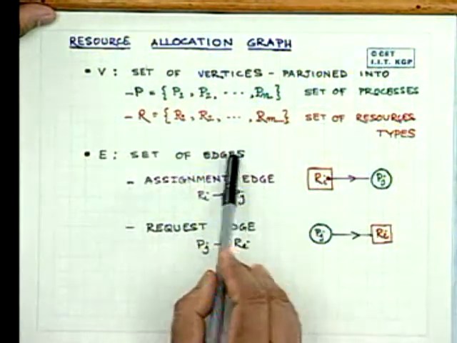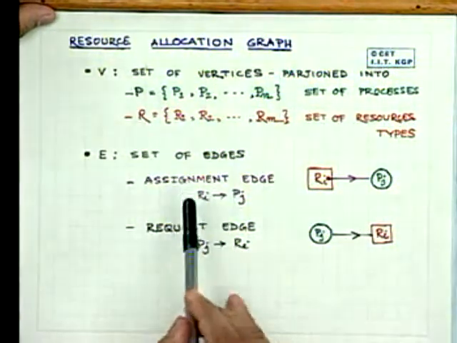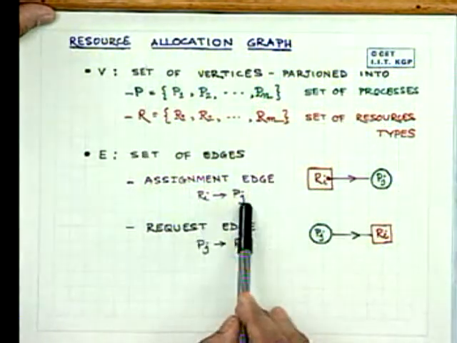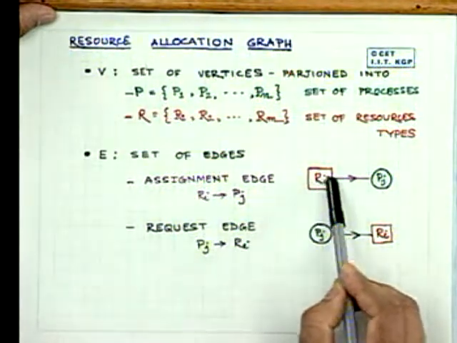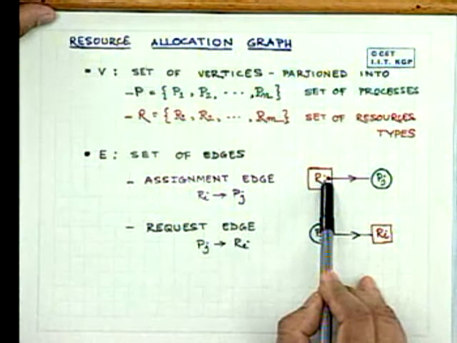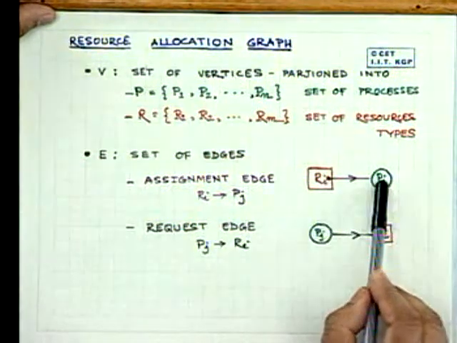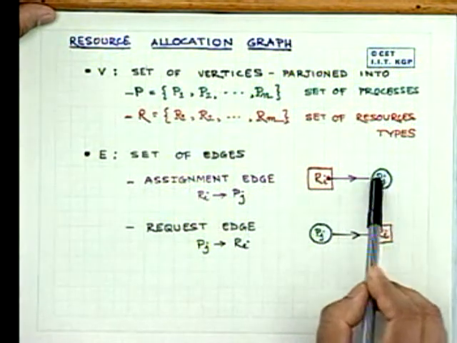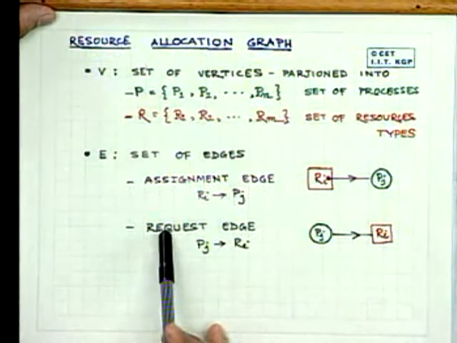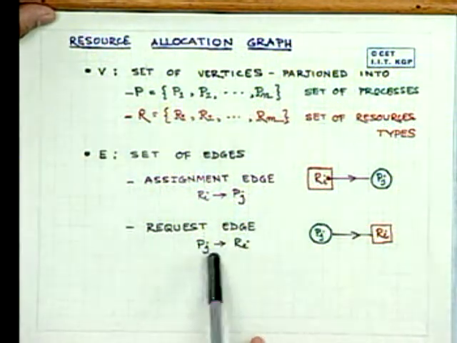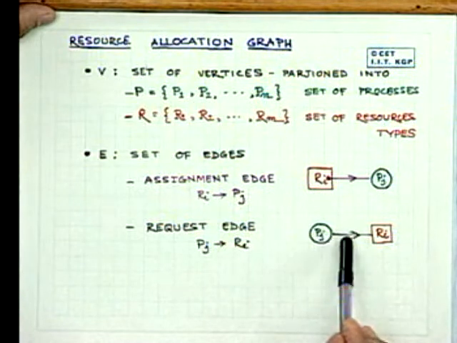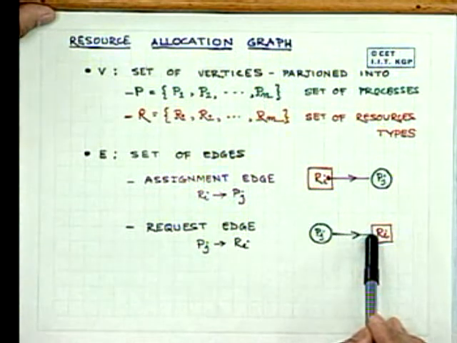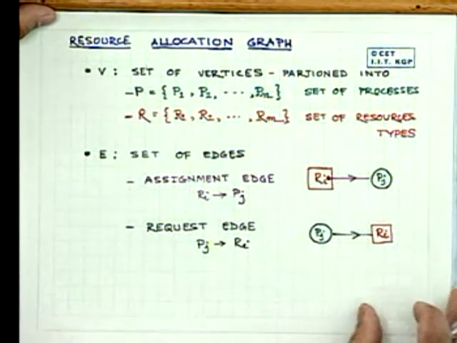Now the set of edges is a set of directed edges. That directed edges can be of two types. One we call an assignment edge, say Ri to Pj. Here you see that there is a resource type in which there is one resource. That Ri to Pj is an assignment edge, which means that Ri has been allocated to Pj, which means Pj is holding Ri. And there is a request edge, say Pj to Ri. That means Pj is requesting one instance of Ri. That is depicted by means of this black arrow. They are directed edges.